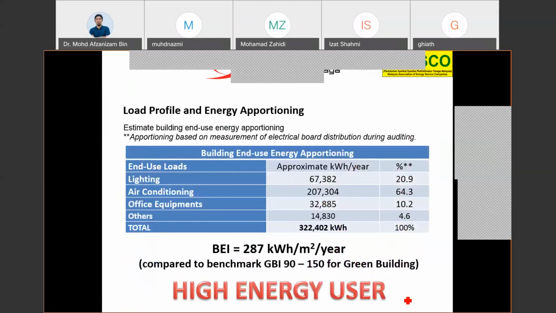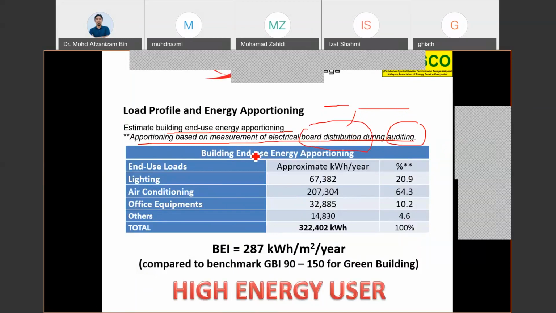And then after that, after the historical data, they go for the load profile and energy apportioning, estimate building energy use apportioning based on the measurement of the distribution board during auditing. So they claim that the apportioning, the division of the electrical consumption, is based on the measurement during the auditing. They are not doing the apportioning based on the historical data, but they do their own data collection by measuring the distribution board, to ensure that they have the actual condition of utilization.